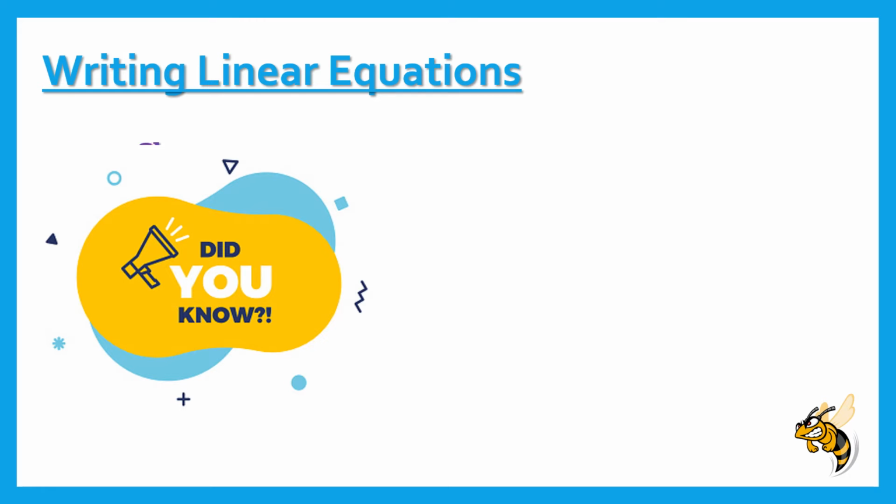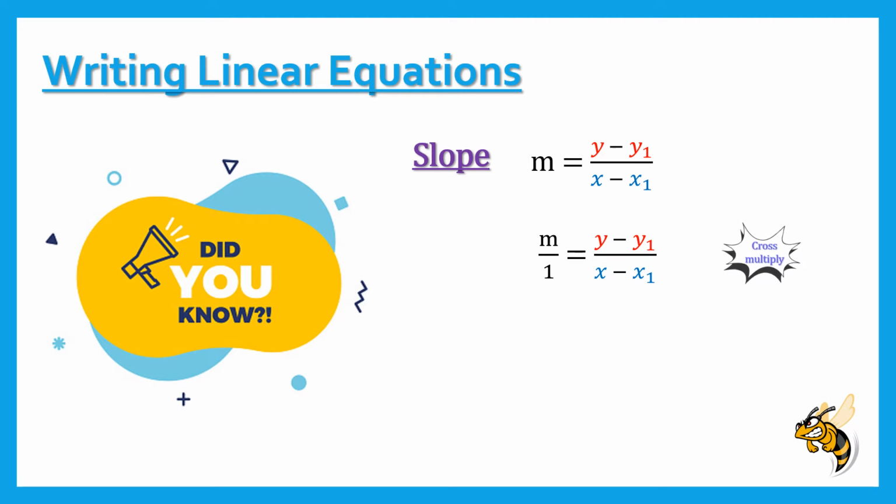Did you know? Let's look at the slope formula, which is m equals y minus y1 over x minus x1. I know you will say it is y2 minus y1 over x2 minus x1. Basically, it's the y value minus the initial y and the x value minus the initial x. If we cross multiply, you will end up with y minus y1 equals m open parentheses x minus x1, which is the point-slope form. So your slope formula is basically your point-slope form. That's how you derive the point-slope form.